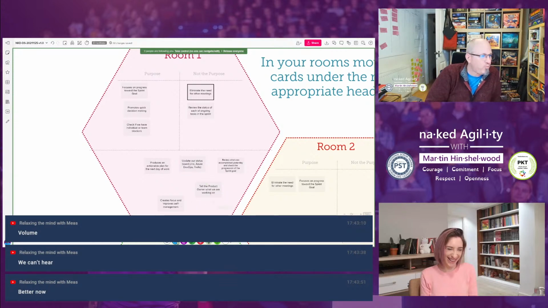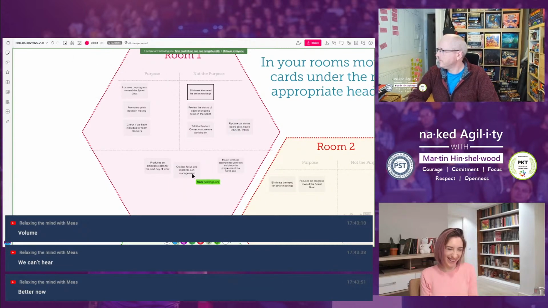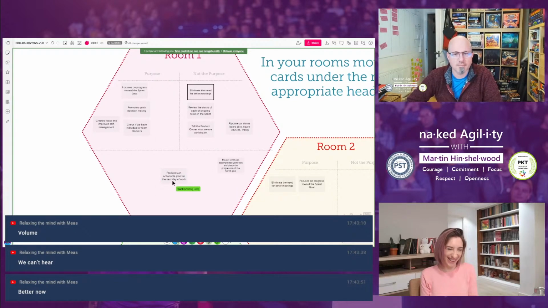Yeah. And that update status to the right. Where is it? Update status. Oh yeah, update the status. No. Oh, sorry. Then creates focus and improves sales management. I would say so. Actionable plan for the next day. This could be a gameplay, so it's for the current day. Yeah. And then review what was accomplished yesterday. Check the progression of the sprint goal. I would say purpose. Correct. I missed. What was the last one? That was the last one.